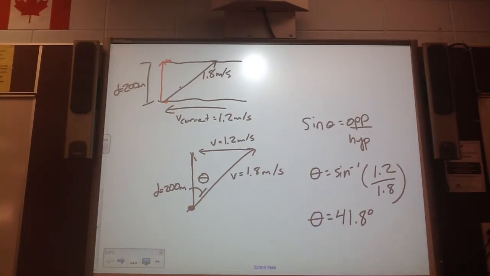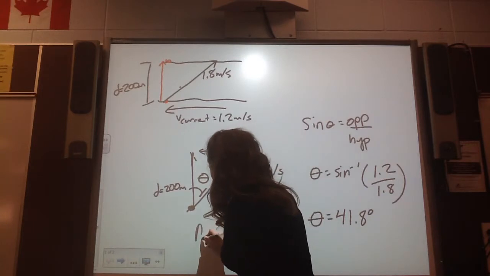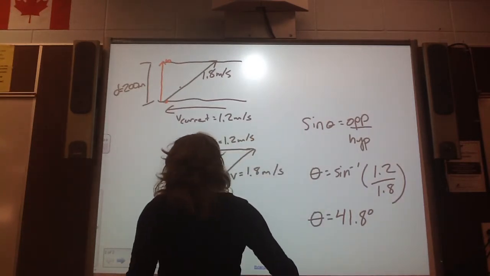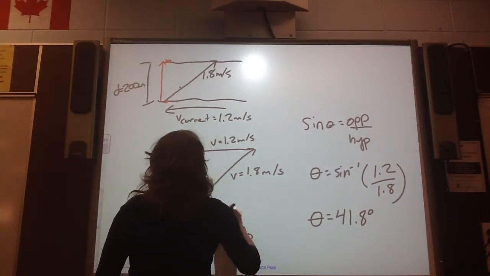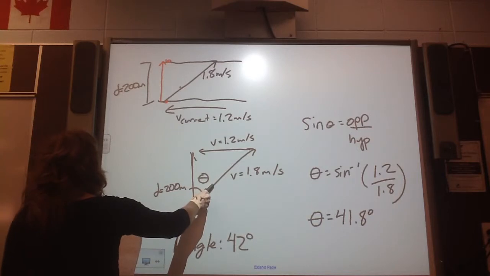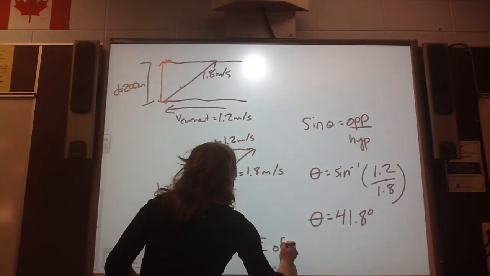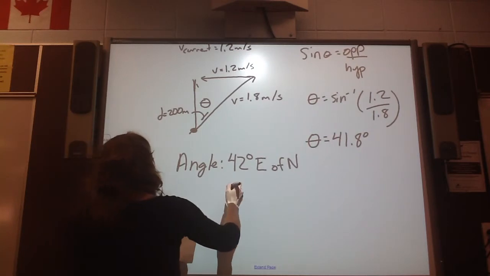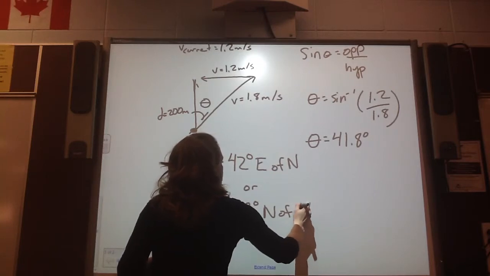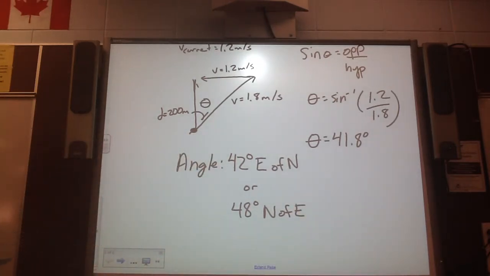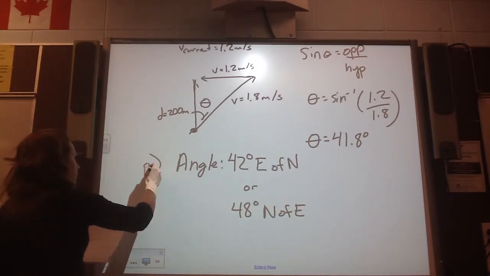This question is to 2 sig digs, so the angle is going at 42 degrees east of north, or 48 degrees north of east. So that's for part A. That's the answer for A.